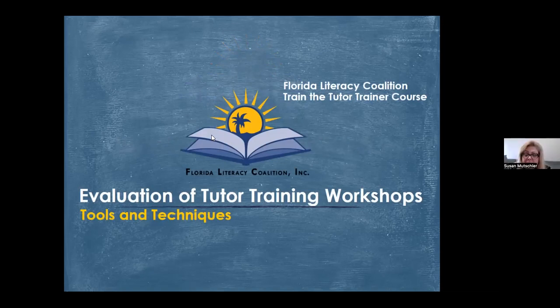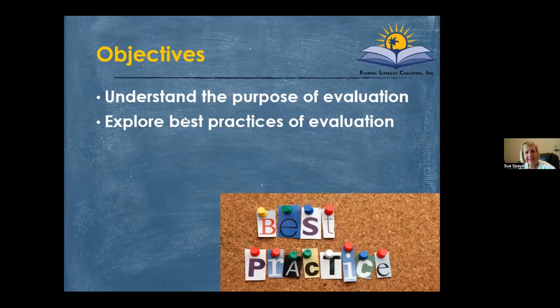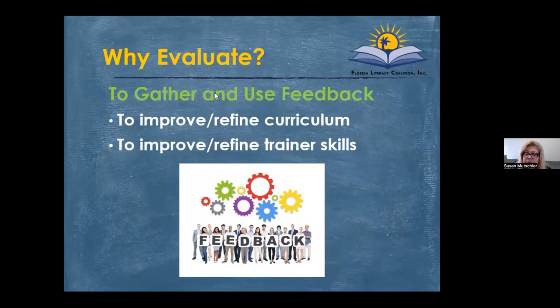Today, we're going to talk a little bit about how we should be evaluating our tutor training workshops. So we're going to understand the purpose of evaluation, and we're going to look at some of the best practices of evaluation. And of course, why should we evaluate our tutor training workshops? Well, to gather and use feedback and to improve and refine our curriculum and to improve and refine our trainer skills. Now, this PowerPoint you do have in your Google Share Drive as well.